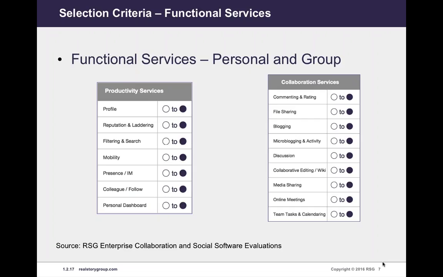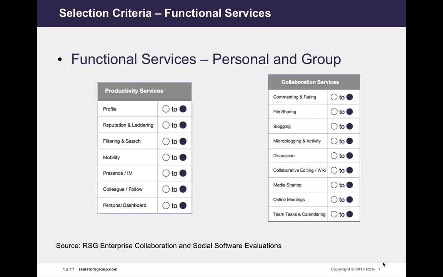By the way, as Scott mentioned, this approach was completely updated as of just last quarter when we released the latest version of our collaboration and social software research. We're really excited about it because we very much modernized a lot of the criteria that we use as part of this update. So in terms of just straight up features, we've divided them into personal productivity services and collaboration services.